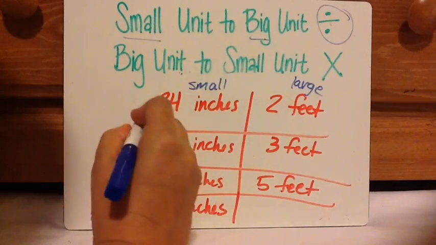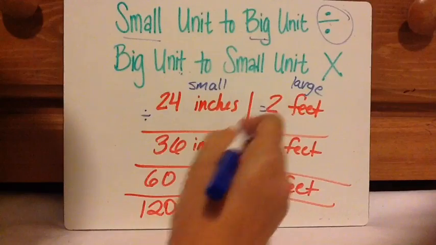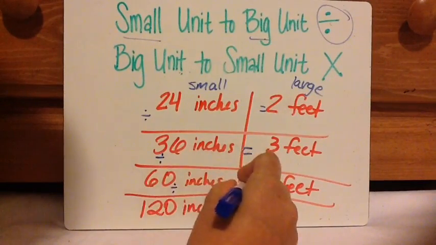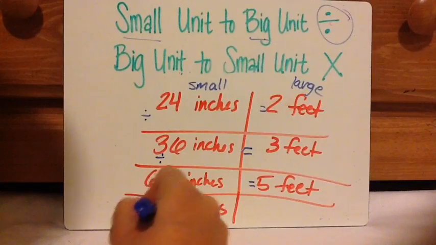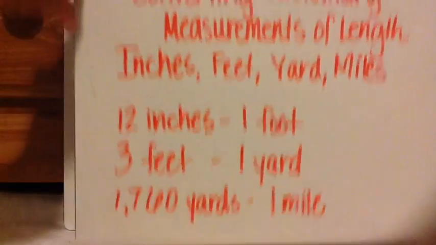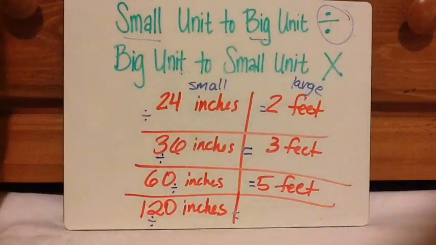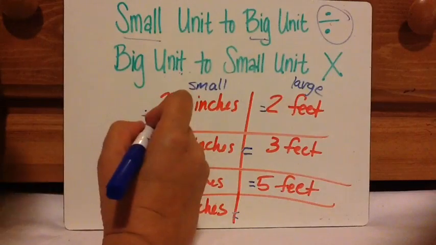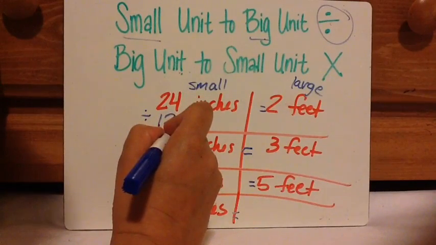Okay? 24 divided by something equals 2 feet. 36 divided by something equals 3 feet. 60 divided by something equals 5 feet. And then I will do 120 divided by something equals however many feet. So looking at this, 12 inches equal a foot. So here's my inches. I'm going to divide by 12.